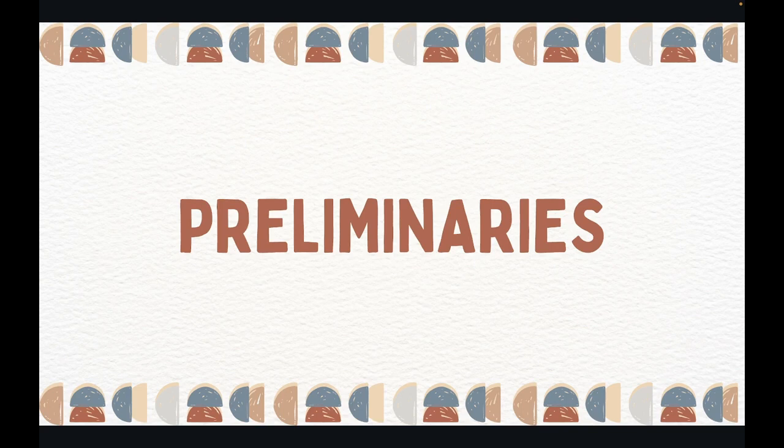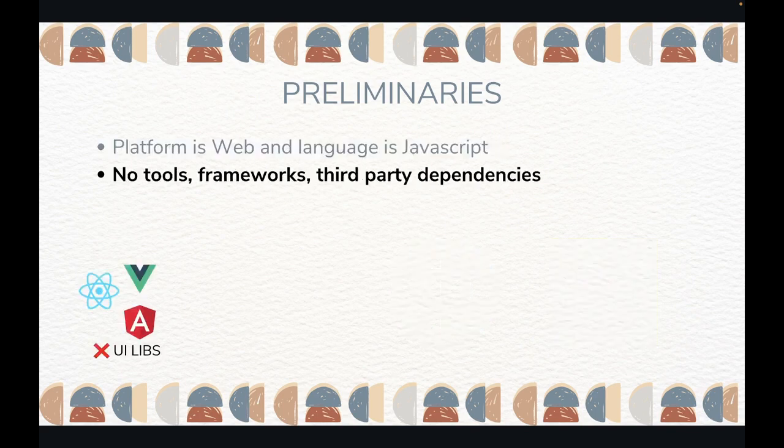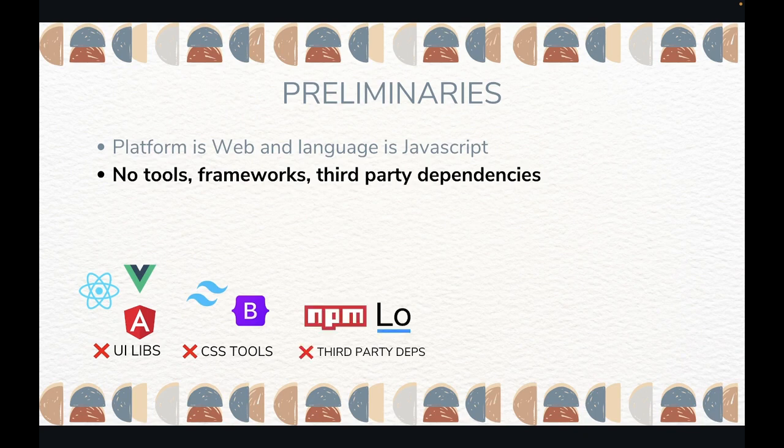Before we begin, let's set the right expectations. I'm going to build this for the web, and so I'm going to use JavaScript. Also, we aren't going to use any libraries or frameworks. This means we aren't going to use UI libraries like React, Vue, Angular. We aren't going to use any CSS tooling, no third-party dependencies, so no npm install, and also we aren't going to use Babel or Webpack. So there's no transpilation steps, no build tooling, anything.